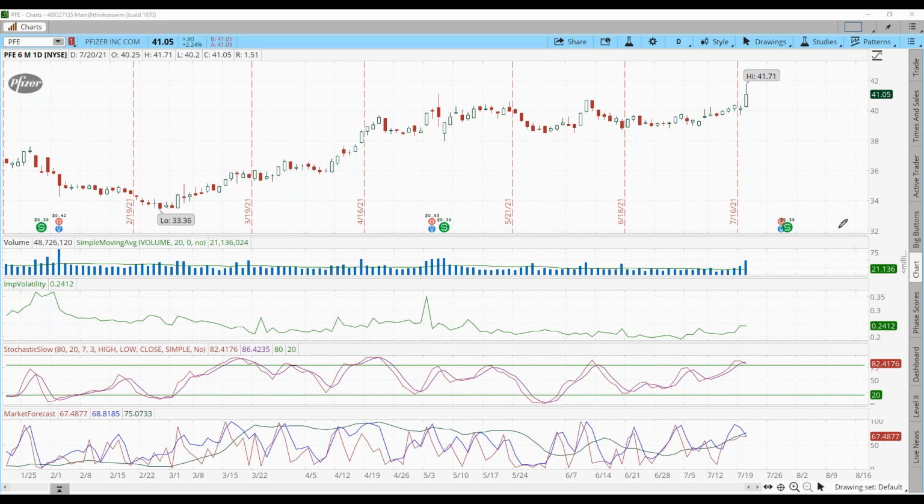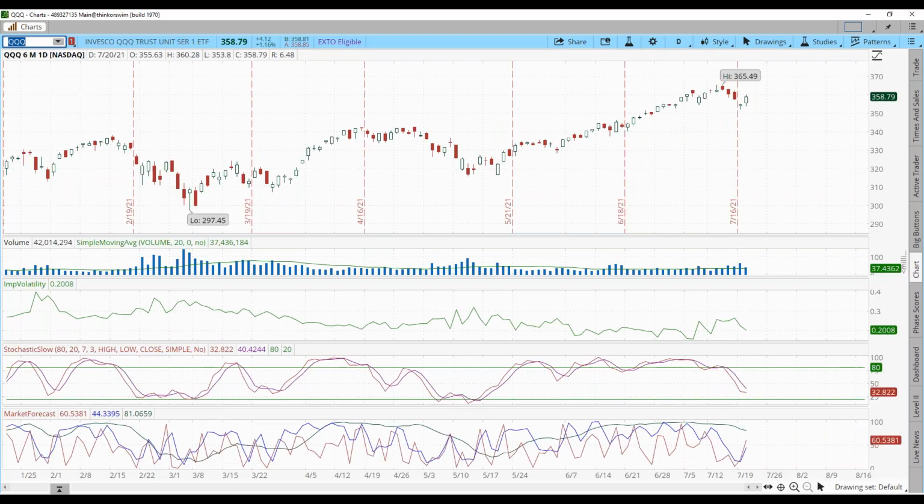Okay, hopefully that helps. Can we look at QQQ? Sure, why not? If I didn't get to your question, bring it back up again. So QQQ, could I consider this a flag pattern? Absolutely. It's not perfect, but there's the flag.